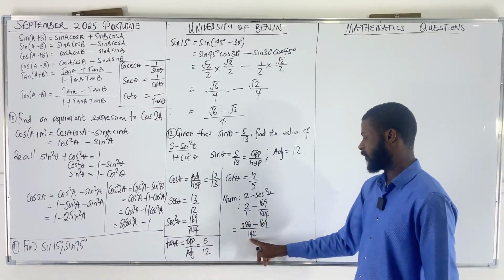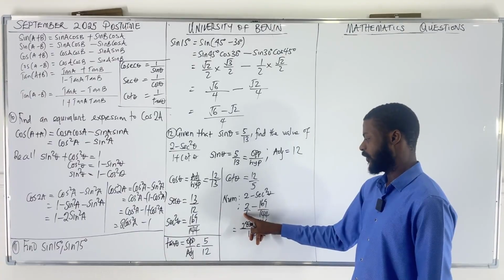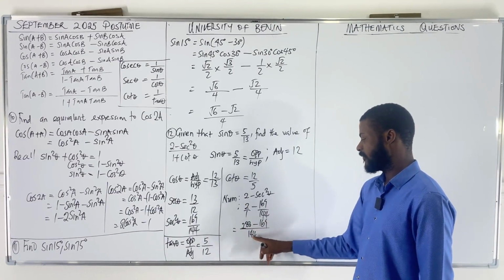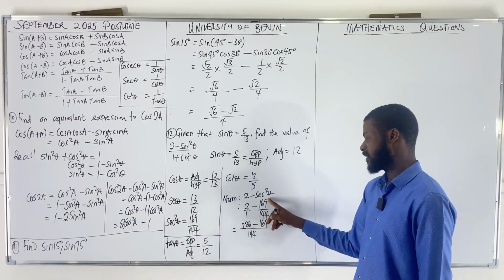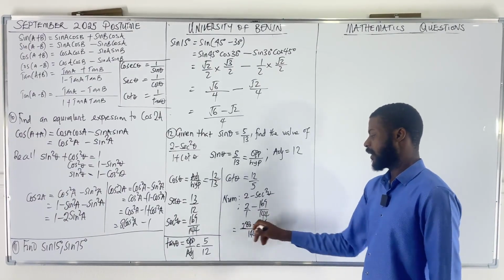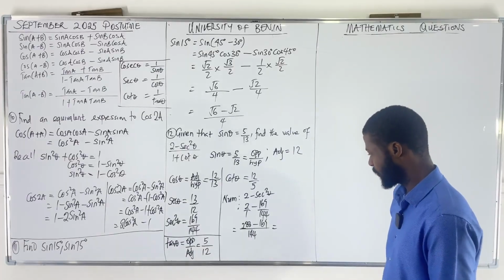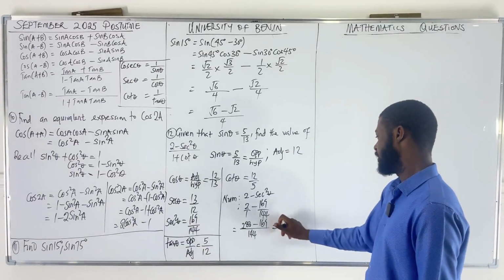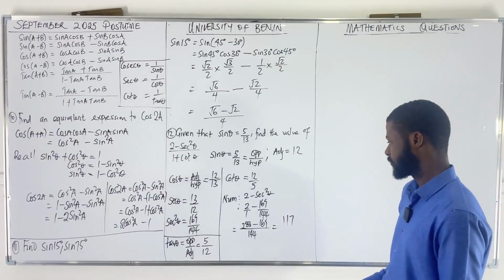So I just did 144 divided by 1 is 144. 144 times 2 is 288. The 144 over 144 is 1. 1 times 169 is 169. Now when you do this subtraction, I think you'll be getting 117.